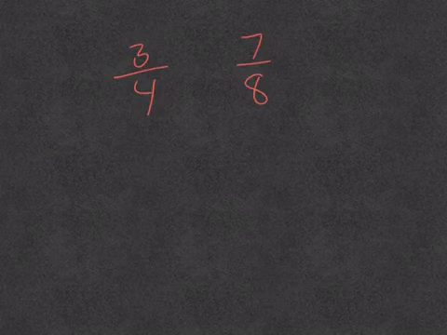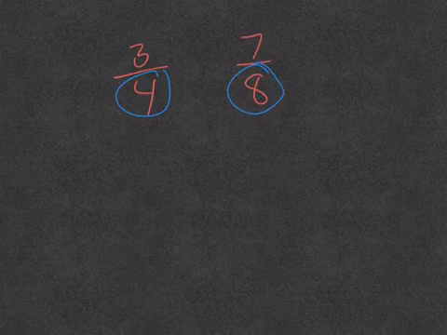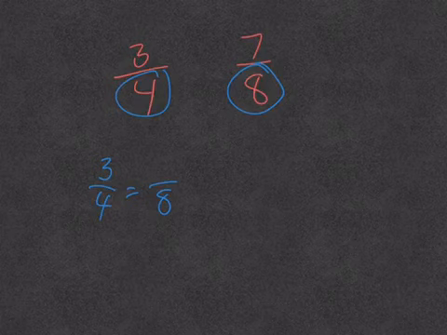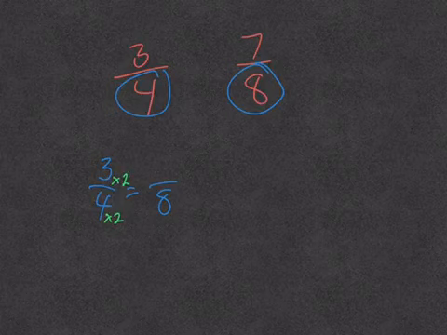Well, right away, I'm looking at my denominators. They are not the same. My numerators are not the same. So I need to figure out another way of comparing these fractions. Just like before, I'm going to notice that this 4 can go into this 8, meaning there's a common multiple. So I want to find the equivalent fraction to 3/4 with an 8 on the bottom, so I could compare easily. So what did I do to 4 to get to 8? I multiplied by 2. Whatever I do on the bottom, I must do on the top. So 3 times 2 is 6.